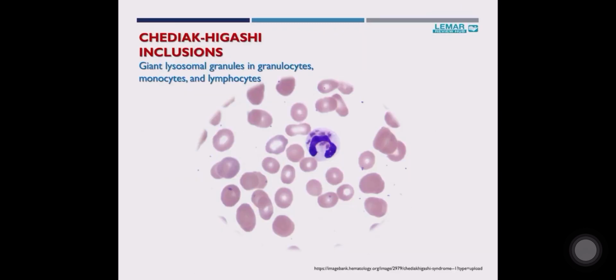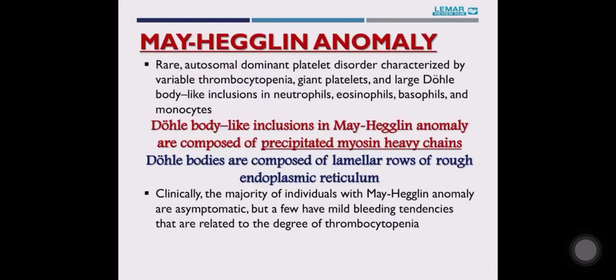Again, Chediak-Higashi inclusion in Chediak-Higashi anomaly. These are lysosomal granules in granulocyte, monocyte, lymphocyte. Chediak-Higashi syndrome, autosomal recessive disorder associated with albinism. Yung mga platelets are also abnormal, wala silang dense granules. So yung patient dito may also experience bleeding tendencies.